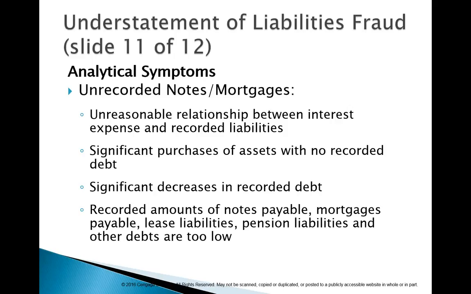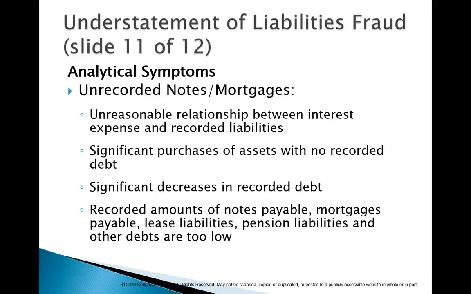And then recorded amounts of notes payable, mortgages payable, lease obligations, pension liabilities, those appear to be too low. When you say too low, it's too low compared to what? It's too low compared to your expectation. If you know in the prior year what their notes payable were, and then they don't have those notes payable this year, you're going to be suspicious. There's no evidence that they paid them off.